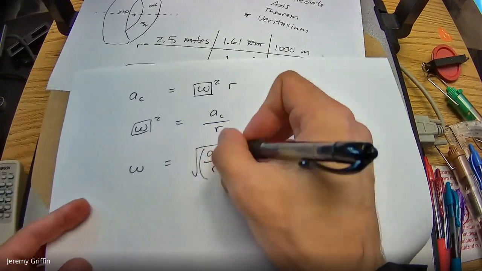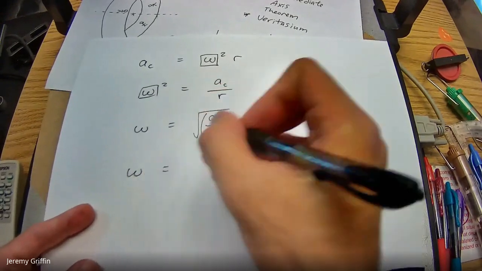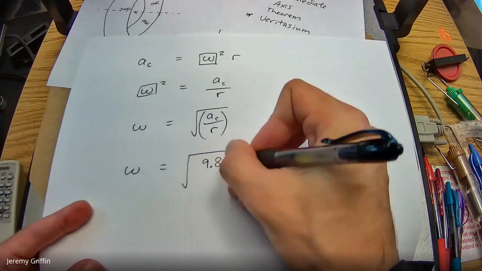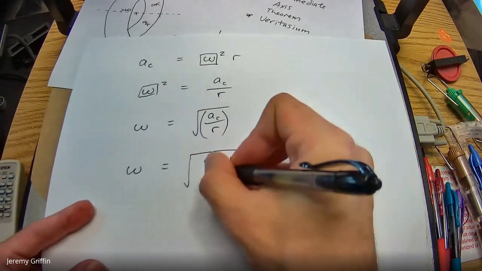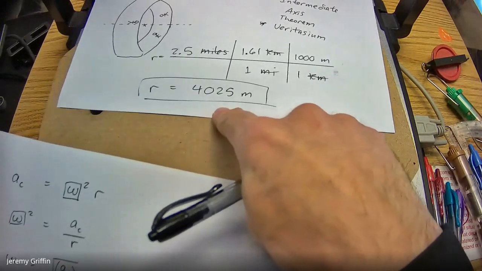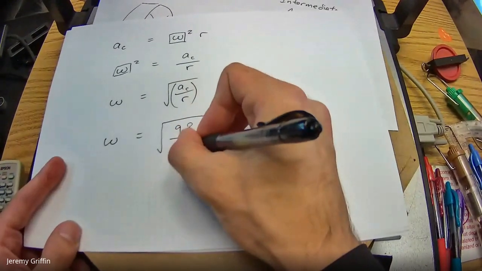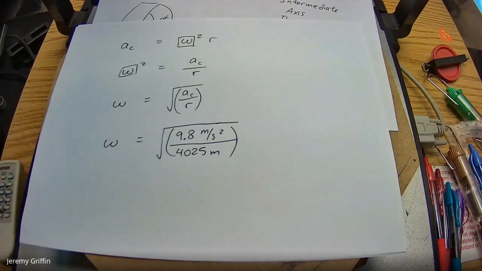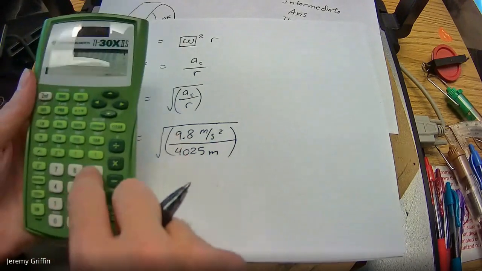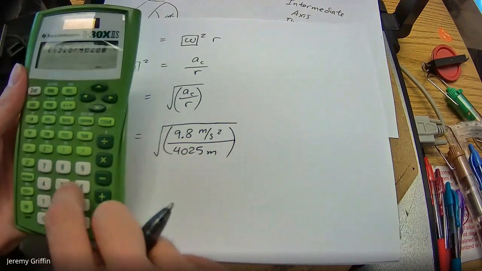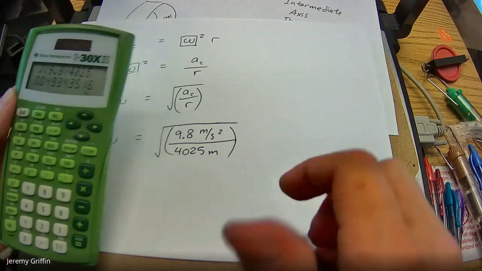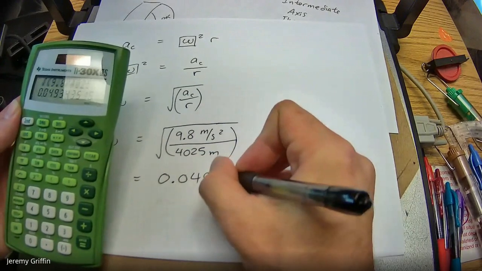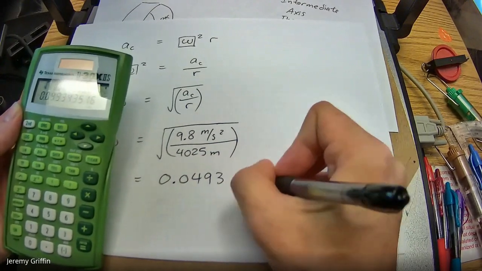Okay. Now let's plug in the values. So omega is square root of, okay. Let's use the perfect 9.8 meters per second squared because that's the number you guys shout out. And the radial size was 4,025 meters. So 4,025 meters. So square root of 9.8 over 4,025. Okay. I'm looking at 0.049 something radians per second.